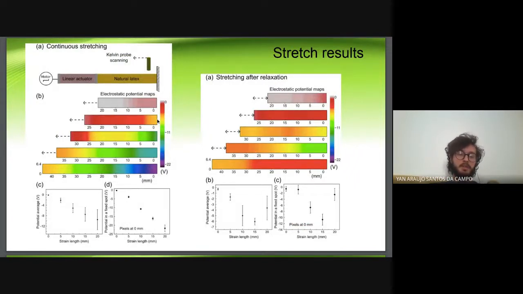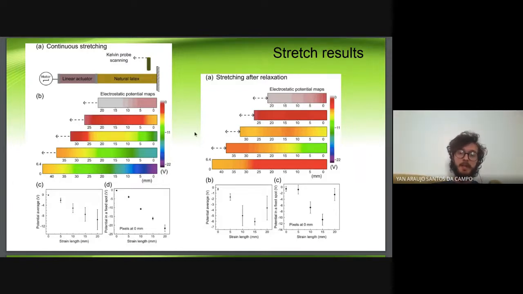Rubbers undergo large elastic deformations at low stress, recovering their initial shape after the stress is removed. The stressed natural latex presents high electromechanical coupling, but few studies deal with the electricity of highly deformed elastomers.